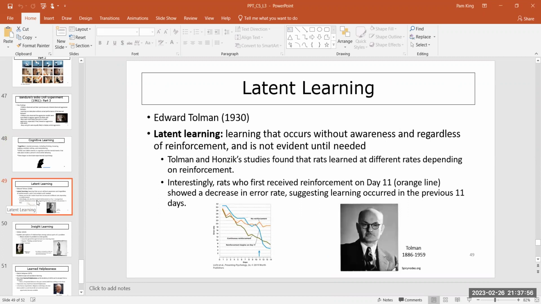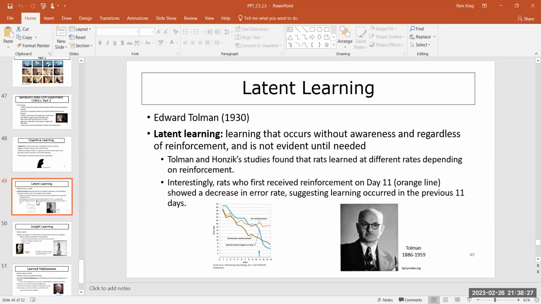Edward Tolman put forth latent learning. He emphasized the purposiveness of behavior, which means the idea that much of behavior is goal-directed. He believed that it is necessary to study entire behavioral sequences in order to understand why people engage in certain actions.